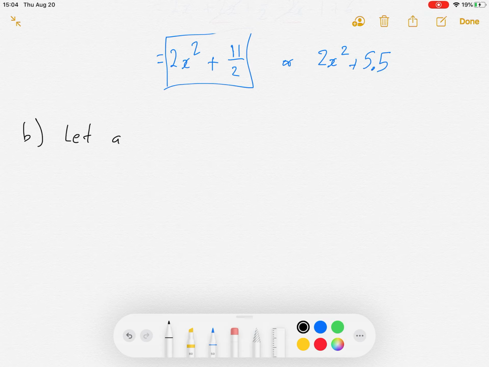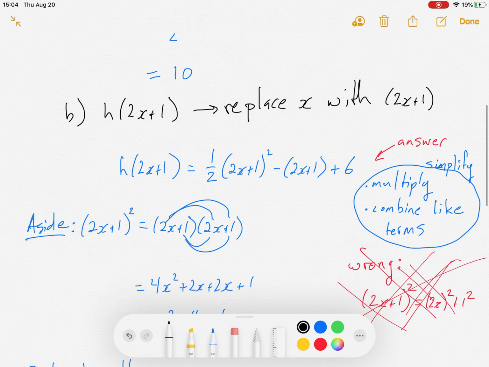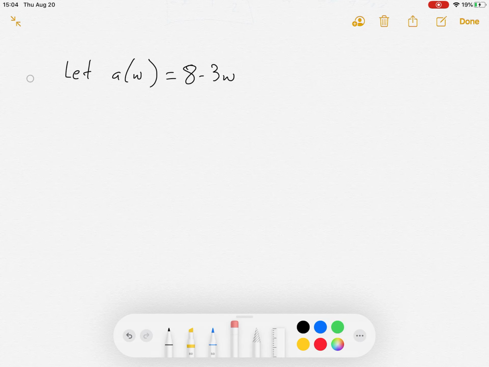So we'll have a new function a of w now. Instead of x, I'm going to use w. I'm going to call it 8 minus 3w. And so I realize I'm doing a of w, so I'm going to change my notation here just a little bit to be consistent. So this is just a new example. Okay, and I'm going to say evaluate. So let's go ahead and first practice. Let's do a of 3w minus 1.